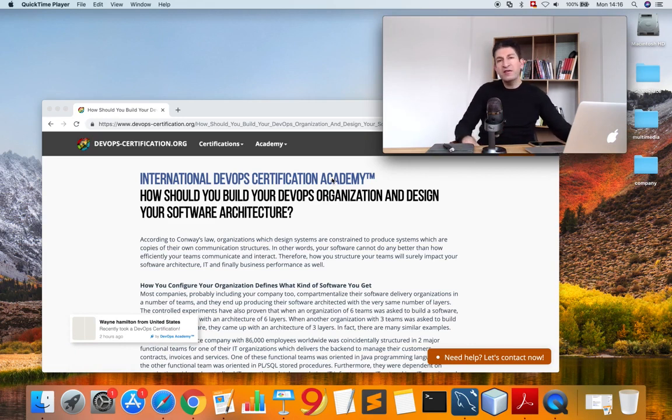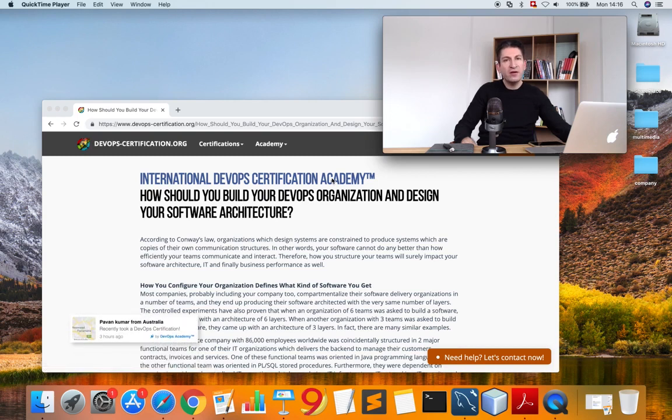Today's subject is basically how you should build a DevOps organization and design your software architecture. So it's a very interesting subject. The reason is that the organizational setup and configuration you already have, or the way you will change it, will directly impact how your software gets built. Therefore, the organization as well as the architectural setup you are going to have in your DevOps initiative is one of the critical subjects which is going to impact the success or failure of your DevOps story.